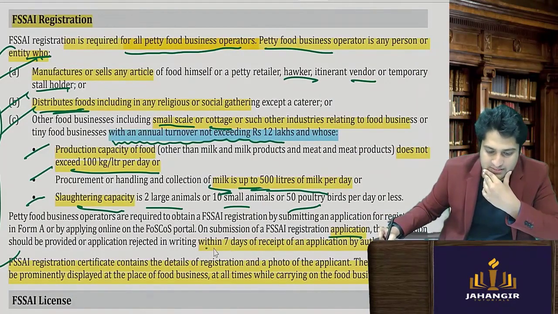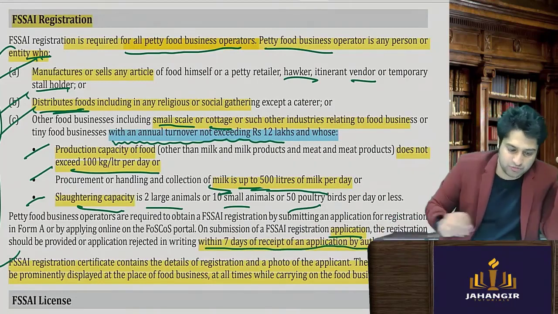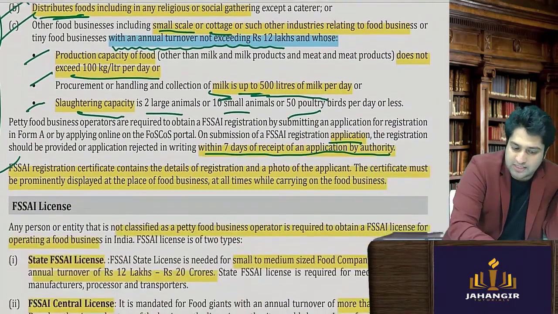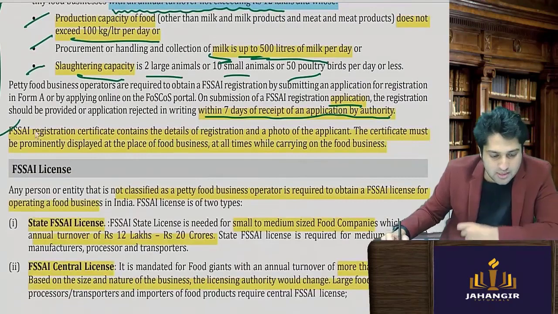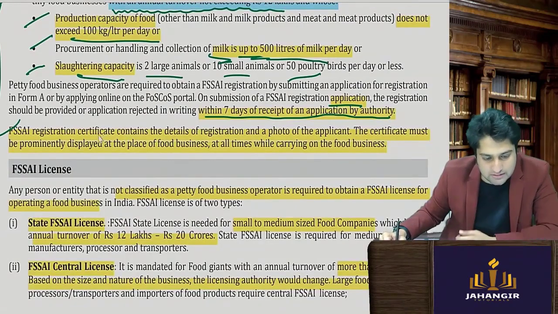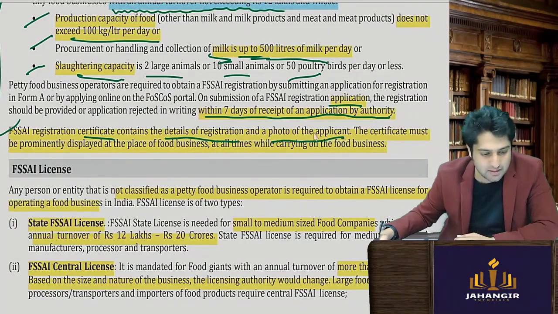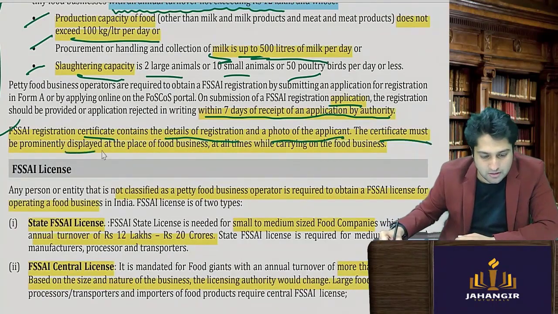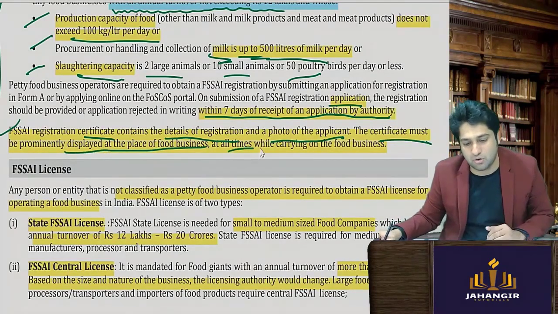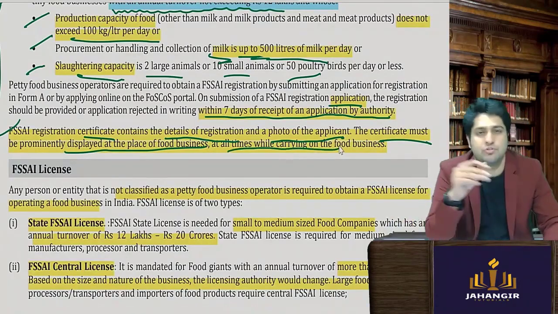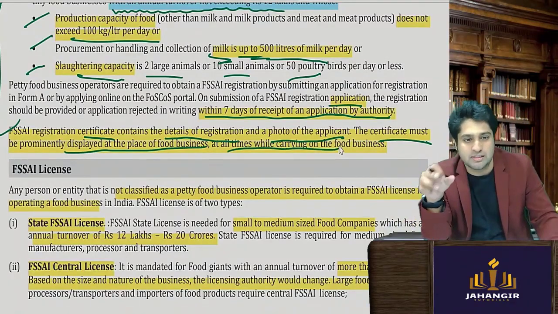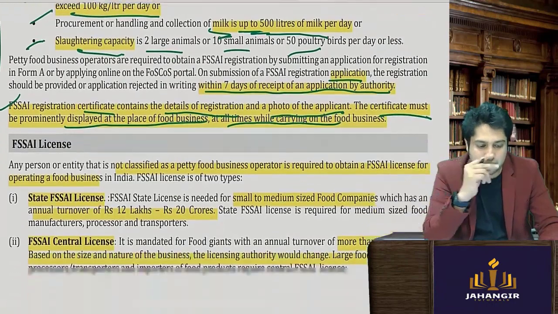The application should be made, and within 7 days of receipt of the application the authority will tell whether it is accepted or rejected. This certificate will contain the details of the registration and the photo of the applicant. It must be displayed at a proper place at all the places where they are dealing. So if you see all those Frankie stalls, they will have this registration.